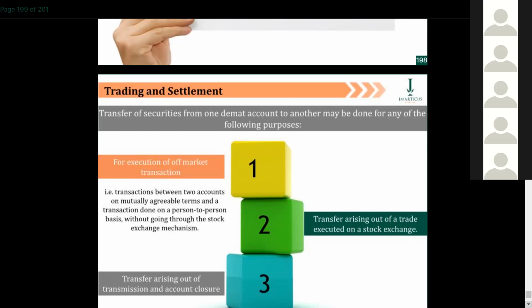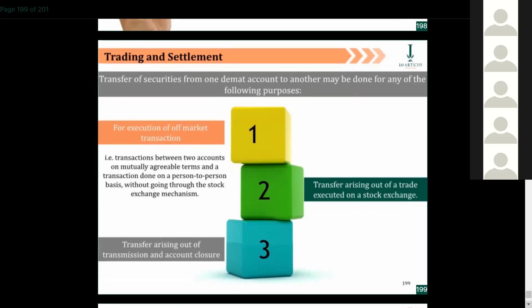So off-market transactions are transactions between two accounts on mutually agreeable terms, a transaction done on a person-to-person basis without going through the stock exchange mechanism. Then transfer arising out of a trade executed on a stock exchange is the market transaction, and another transfer transaction can be because of transmission and account closure.